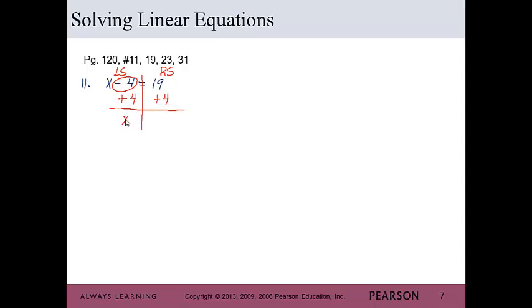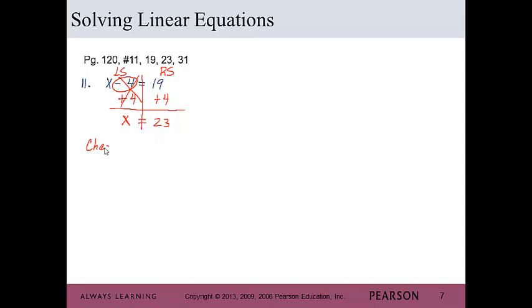On the left side, I still have x. The minus 4 and the plus 4, they cancel each other out. And on the right side, 19 plus 4 is 23. So again, I go back over to my left side. X is now isolated and is equal to 23.